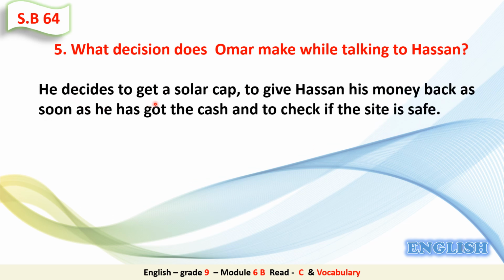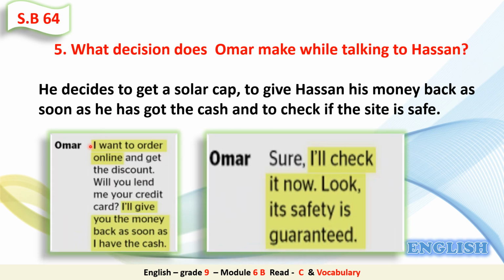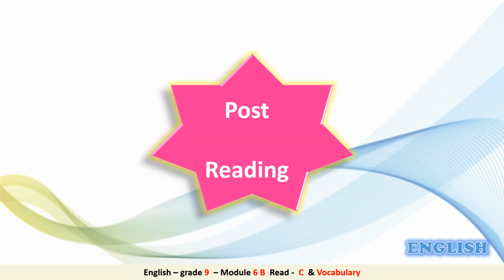Excellent. He decides to get a solar cap to give Hassan his money back as soon as he has got the cash, and to check if the site is safe. Now, which sentences tell us that? When Omar says, I want to order online, this is the first one. He also says, I'll give you the money back as soon as I have the cash. And Omar says, I'll check it now. Look, its safety is guaranteed. Well done, students.